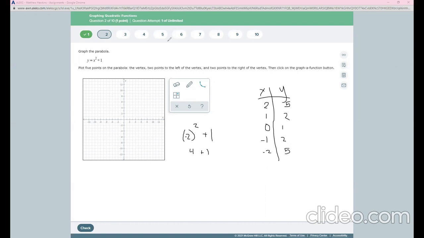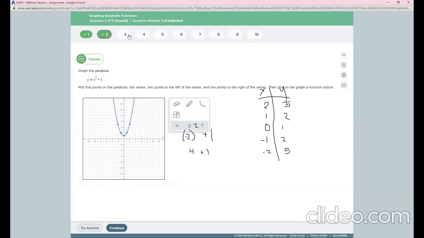We have our table. We just need to plot our points. So we have 2, 5; 1, 2; 0, 1; negative 1, 2; and negative 2, 5. And then we connect with the graph function button. There it is. Check it out and move on to the next problem.